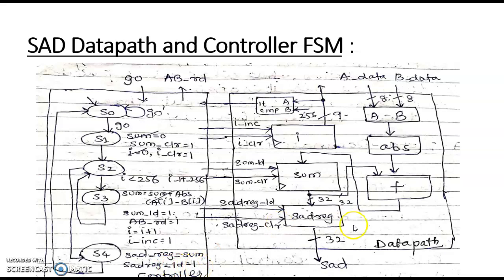If you want to load the summation value in the SAD register, for that SAD register load equals 1. SAD register load equal to 1 will be done when your ILT 256 signal becomes 1. When will it become 1? When your I is greater than 256. So this is how the data path component and the controller will be connected, and the controller is going to control the data path component.